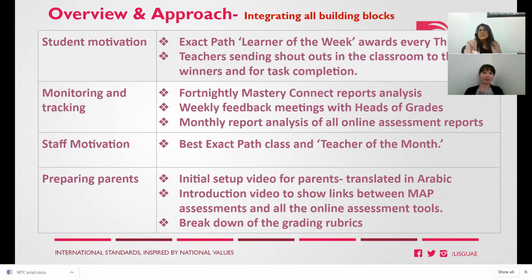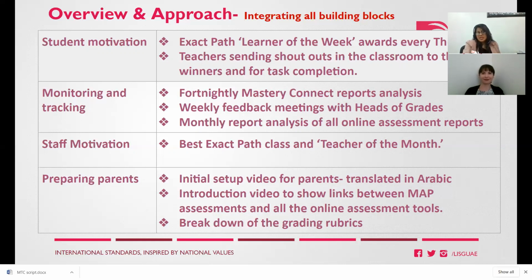Motivation for both staff and students was very important. The students were motivated every week. We had a virtual assembly where we would give out learner of the week, reader of the week, and mathematician of the week. Teachers would also send shout outs in the virtual classroom and give out certificates every week to the students. The staff were also very well motivated, and they would get best Exact Path class or teacher of the month.